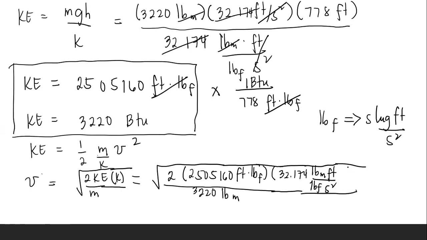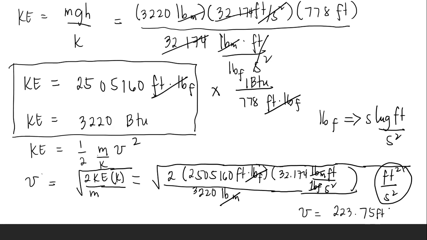Now we can cancel the units. Your pound force, then pound mass, then feet times feet squared. The unit would be feet squared per second squared. And the square root of feet squared per second squared is feet per second. Now the velocity is equal to 223.75 feet per second. This one is the final answer. You have the kinetic energy now and the velocity.